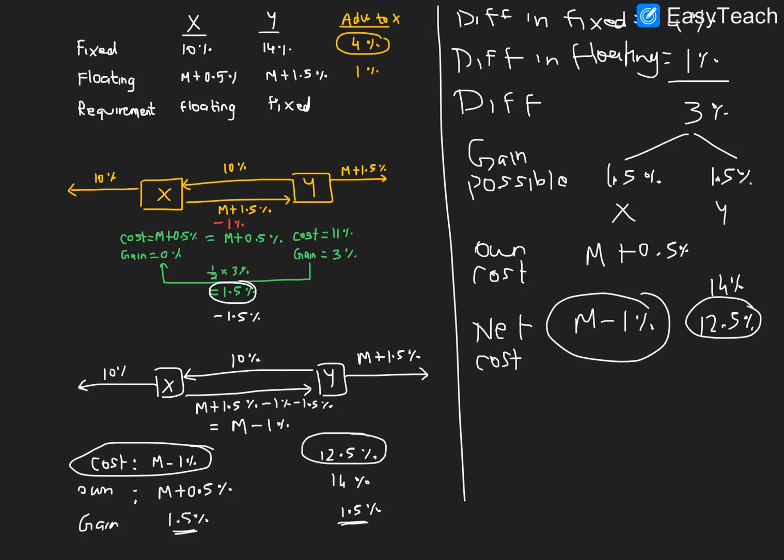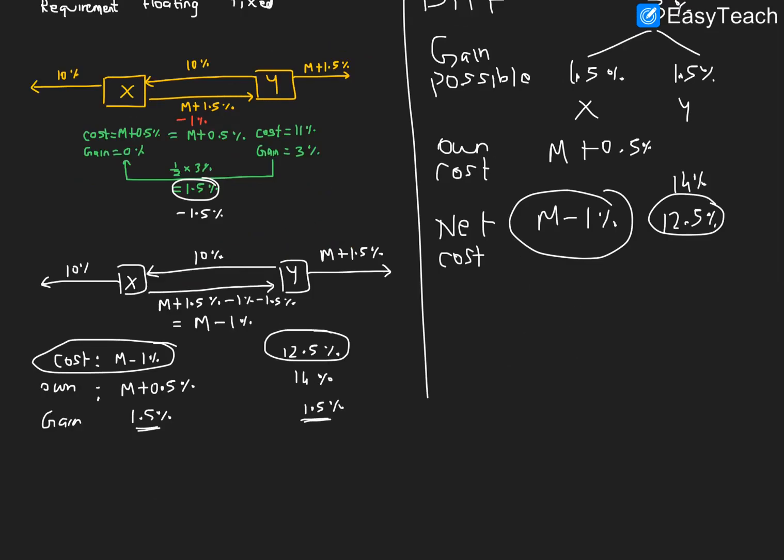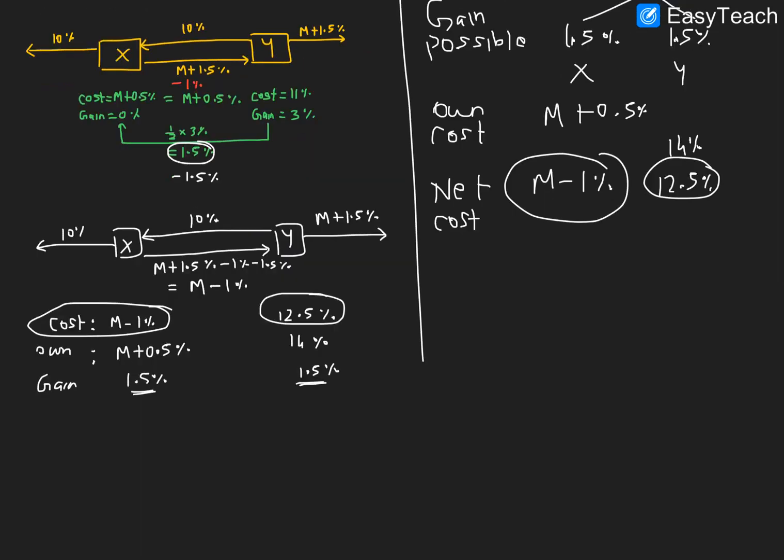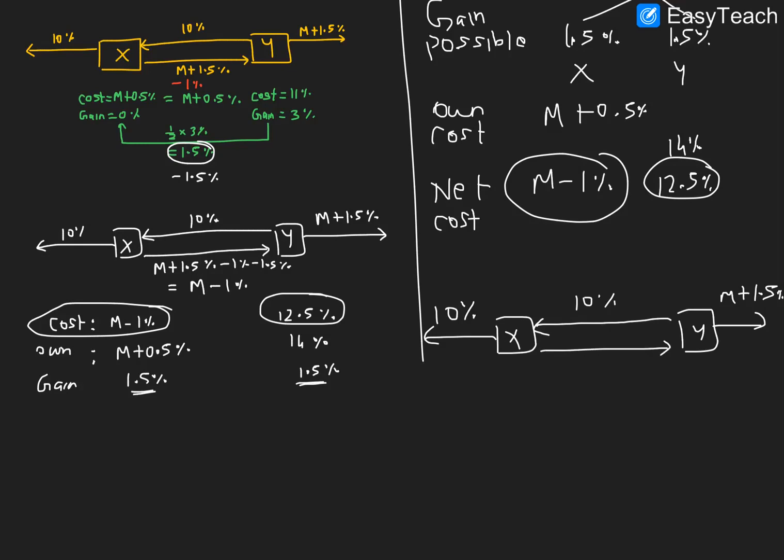So essentially, once we come to know what the net cost is, we can simply say here we have X, Y. X pays outside 10%, Y pays outside MIBOR plus 1.5%. So X is going to simply receive the 10% that it is financing, and it's going to pay MIBOR minus 1%, and that's exactly what we have obtained earlier.